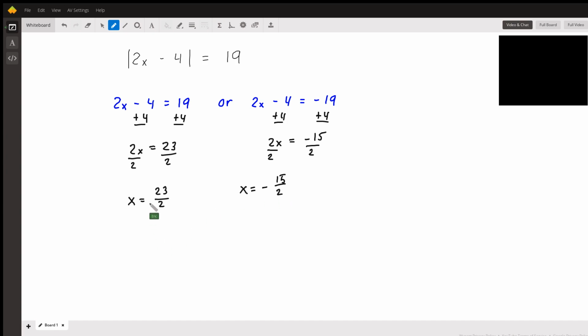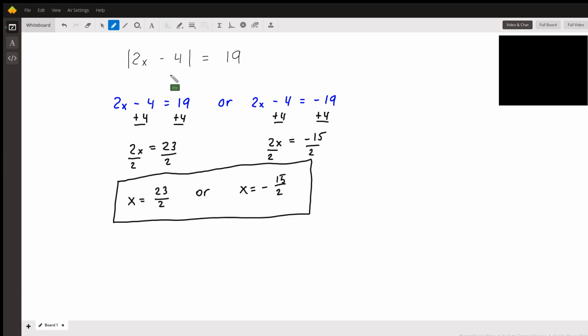So we can write this as x equals 23 halves or x equals negative 15 halves. So there are two answers to this problem. And remember that there are two answers because when we have an absolute value equation, we're always going to split it up into two parts. The first part is going to look just like the original part, except for the absolute value. And then the second part is going to look just like the original part, except for the absolute value, and then the right side will become negative. So those are going to be our answers, x equals 23 halves or x equals negative 15 halves.